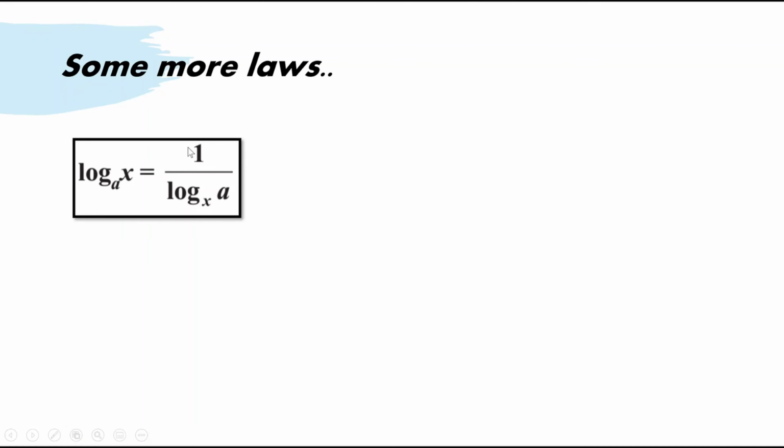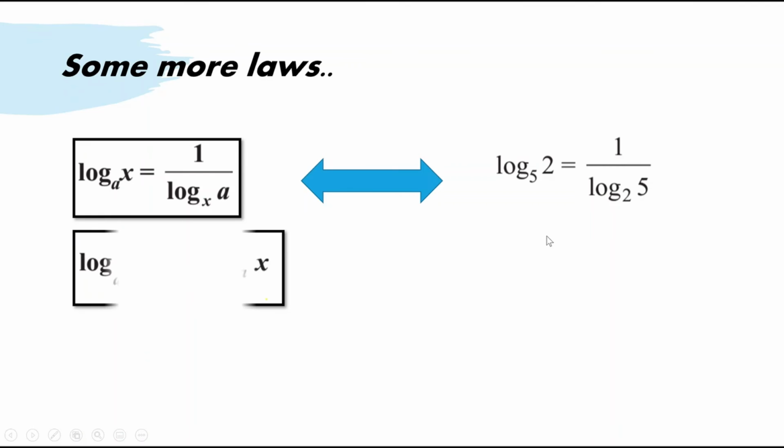So here, this is one important law. An example of this law is, for example, log of 2 with base 5. We can write it down as 1 by log of 5 with base 2.